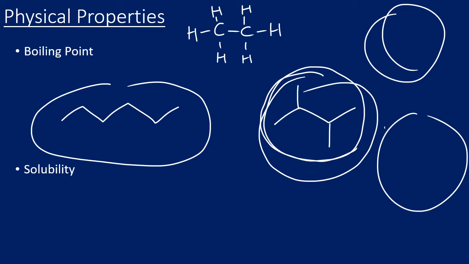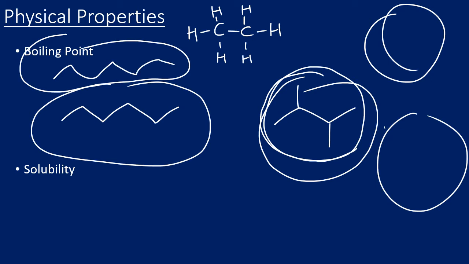You could visualize it as almost a surface area thing. You've got more contact points between straight chains than you do between branched, and therefore the boiling point of a straight chain is higher than the boiling point of a branched. So just be aware of that.